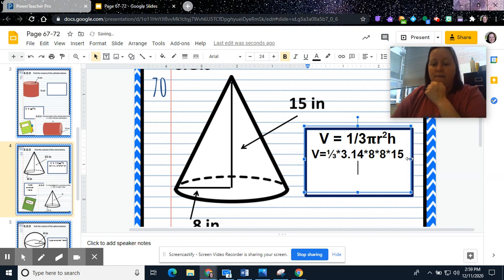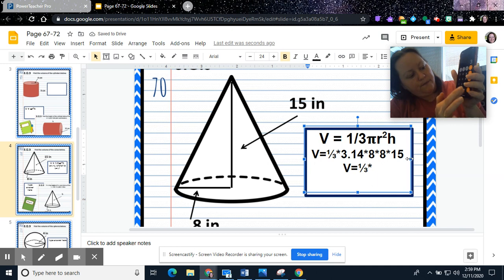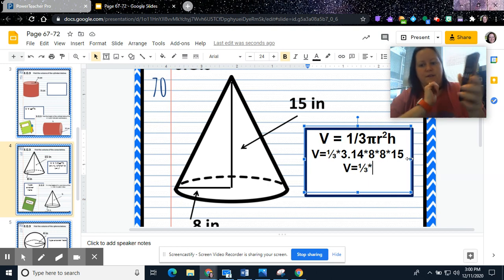So now when I put this in my calculator, I don't do the 1/3 first. Please, if you struggle with fractions, please follow what I'm saying right now. The first thing I'm going to do is just bring that 1/3 down. And then I'm going to do on my phone calculator 3.14 times 8 times 8 times 15. And I got 3014.4.